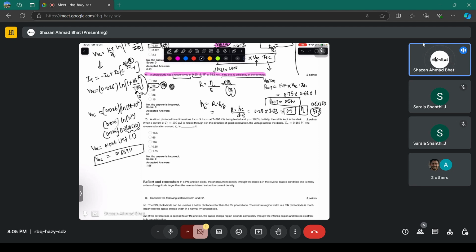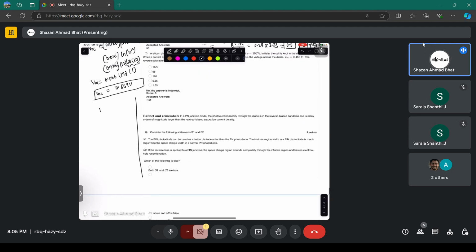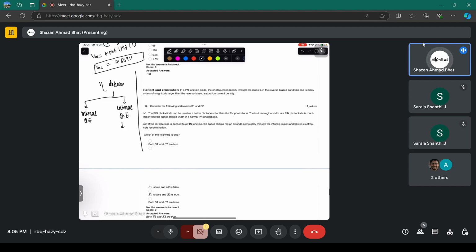And now there are two efficiencies. I want to talk about it a little bit. The efficiency of a detector, there are basically two efficiencies. One is internal efficiency, something called internal quantum efficiency. Other is external efficiency, something called external quantum efficiency. External efficiency is how efficiently you take out electron hole pairs. Internal efficiency is how efficiently electron hole pairs get generated internally.